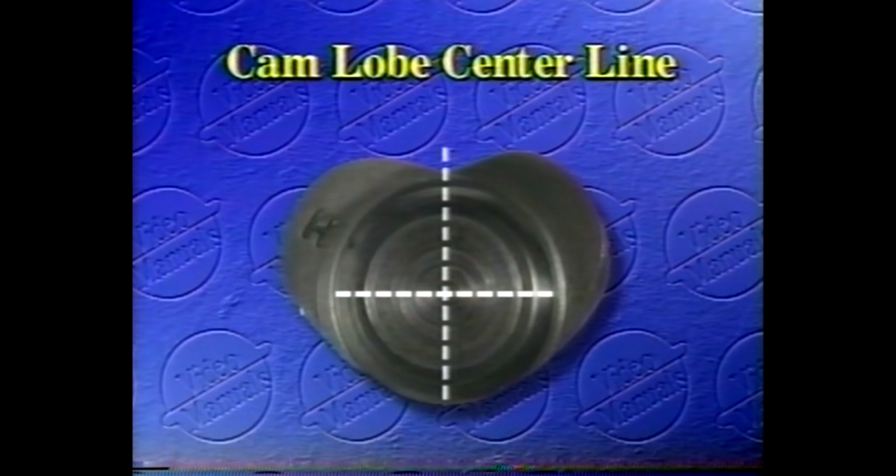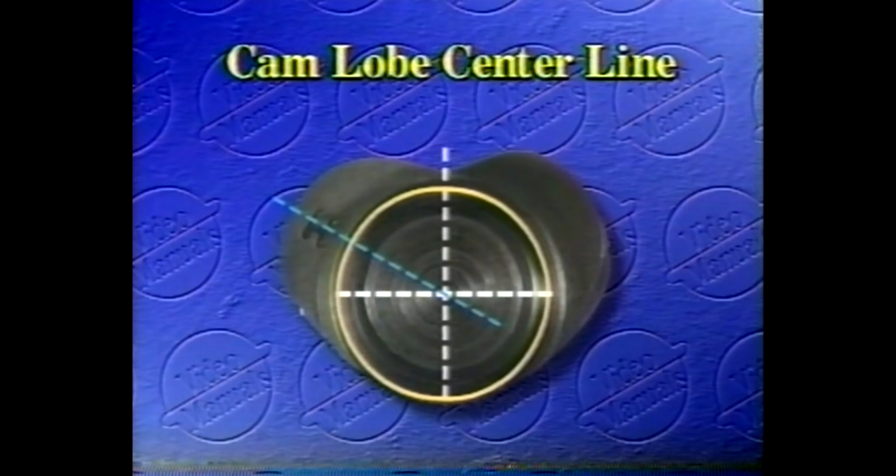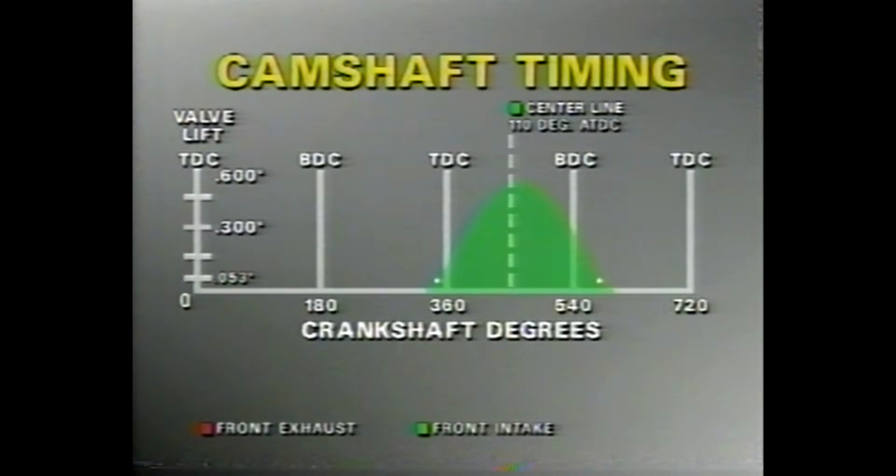The cam lobe center line is a fictitious line that runs through both the highest point of our cam lobe and the center of the cam base circle. We use crankshaft degrees of rotation with respect to top dead center to locate the center lines of both our intake and exhaust lobes. The intake lobe center line is the most important of the two, since the opening of the intake valve directly controls the time allotted for compression to take place.